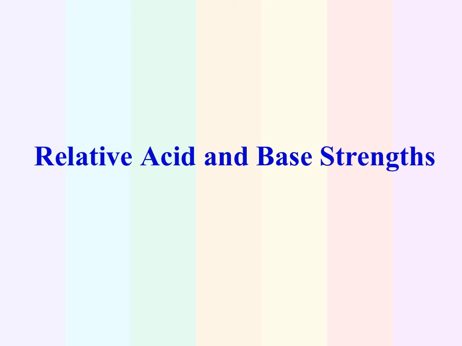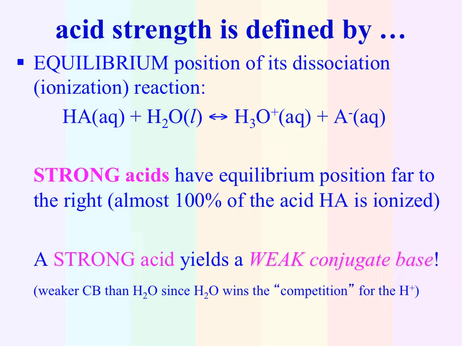So let's go ahead and look at acid and base strengths. Acid strength is going to be defined by basically equilibrium position. We've already discussed equilibrium at length in chapter 15. We know that the farther to the right equilibrium lies, the more product you've produced. The farther to the left, the more reactant remains.